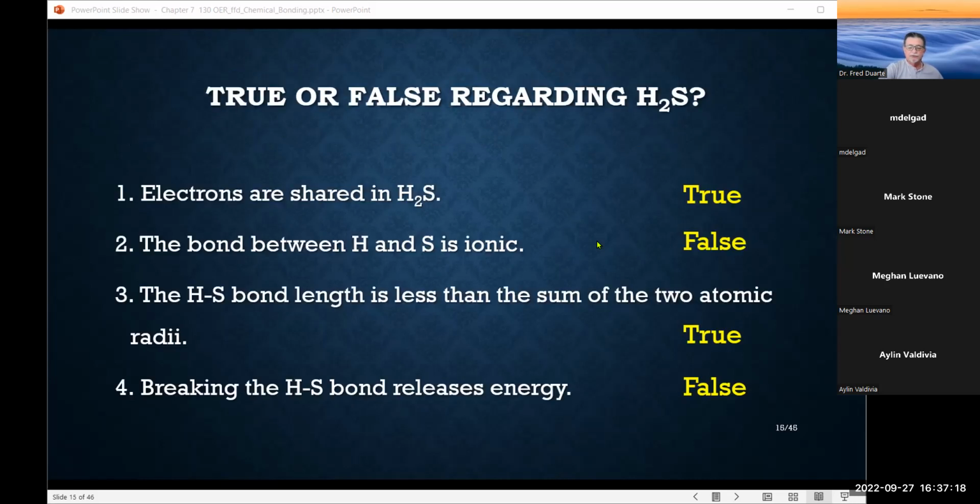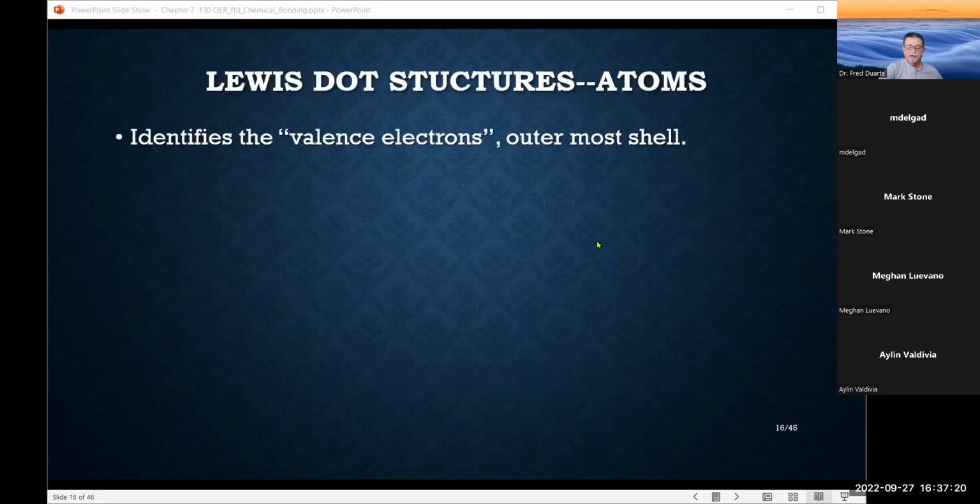Which brings us to what I just introduced to you when I was showing you the chloride with the dots, the electrons around it. That represents a certain type of structure. We call that a Lewis dot structure. And what that does is identify the number of valence electrons in the outermost shell. Now, for only the A elements, this is true. We know by the group number how many valence electrons they have.